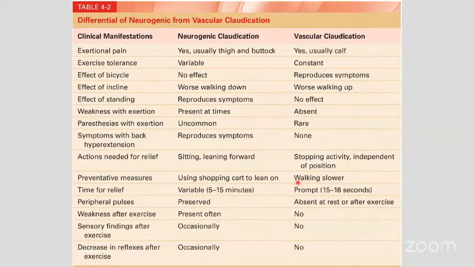There is a prompt relief in vascular claudication, but the time for relief in neurogenic claudication is variable, lasting from 5 to 15 minutes. There are occasional sensory findings and reflex findings, and weaknesses often present after exercise. Peripheral pulses may be absent at rest or after exercise in vascular claudication.